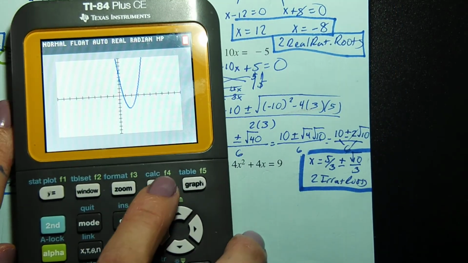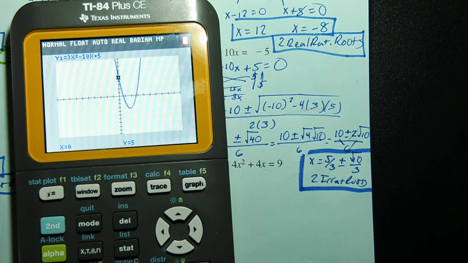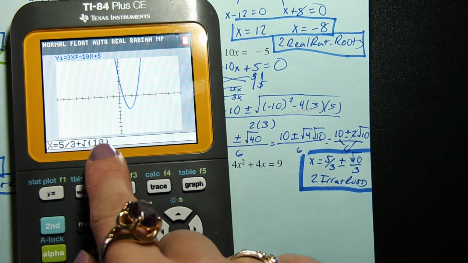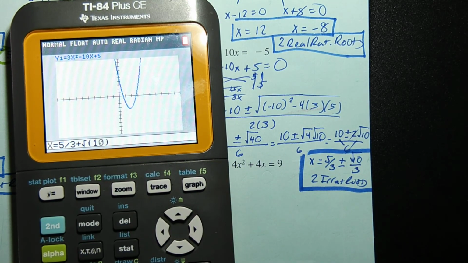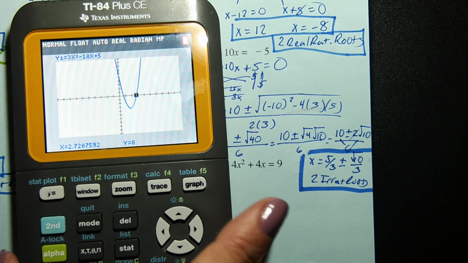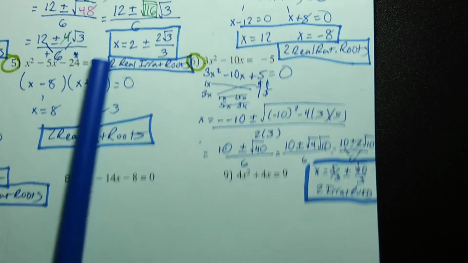On the graph, you hit your trace button and type 5 divided by 3 plus square root of 10. Close off the parentheses to say that the 10 is the only thing you're taking the square root of, divided by 3. And we see that we get exactly 0. Use your calculator to check yourselves. This is a hard test. The quadratic formula is difficult to use. There are lots of different places you can go wrong. Check yourself as much as possible.